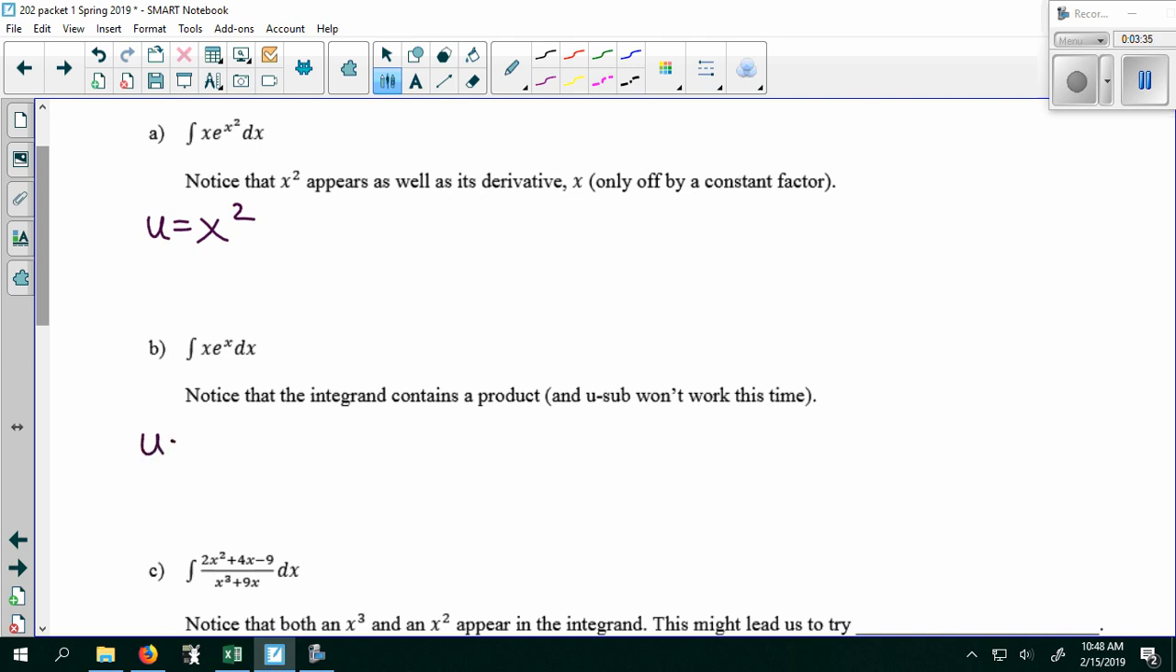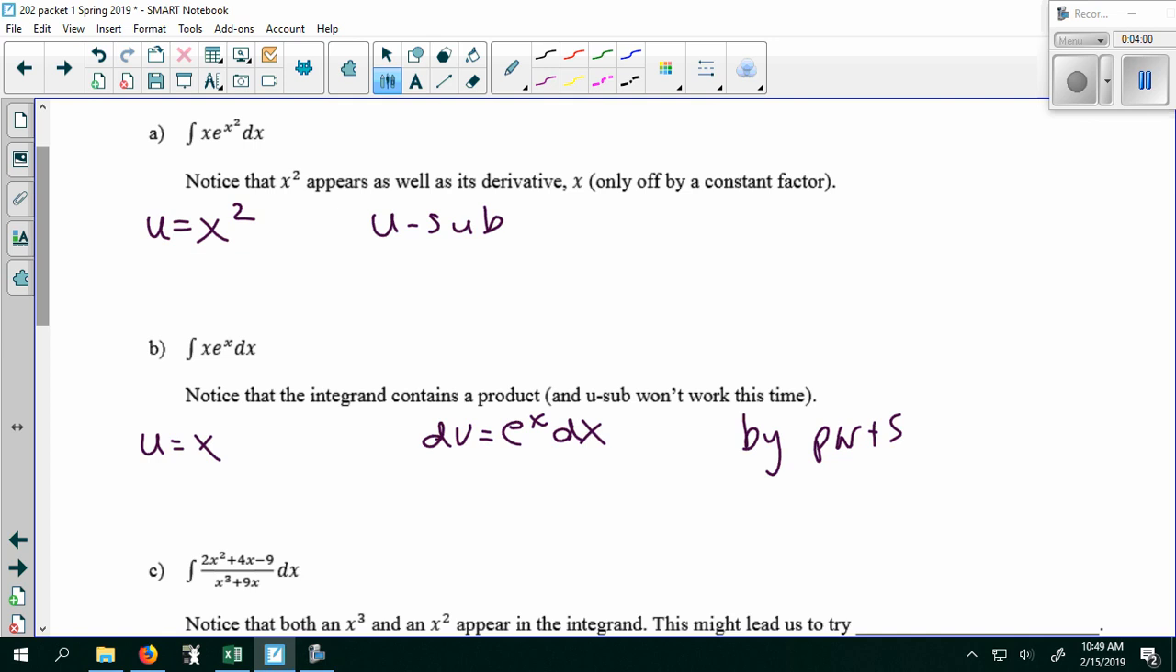I would choose a U and a dv, dv being the more complicated thing as long as you can still integrate it. So e to the x dx will be my dv, and my U will be my x. So that one I would do by parts. So this U sub, by parts.